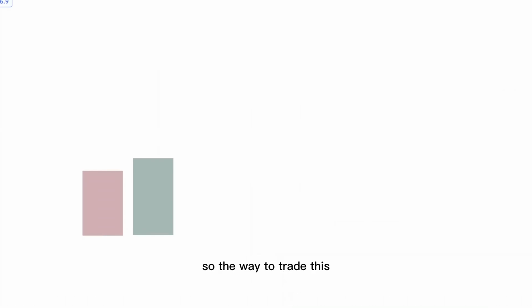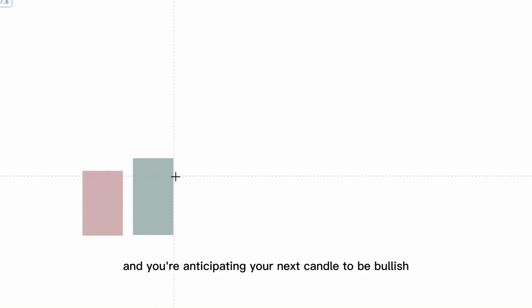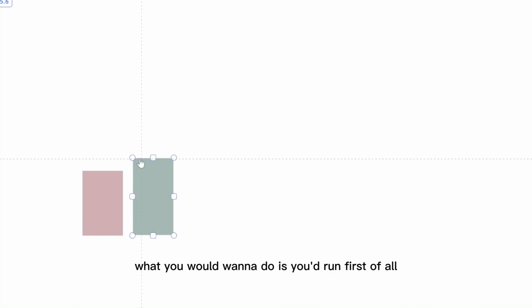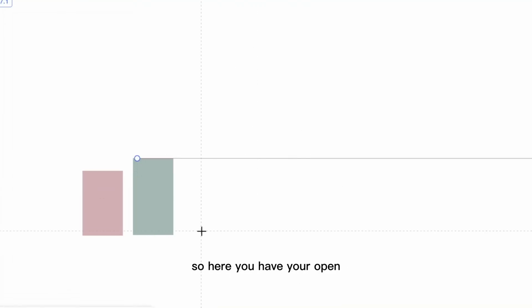So the way to trade this, let's say you can anticipate your next candle to be bullish. So you have a bearish candle, you have a bullish candle, and you're anticipating your next candle to be bullish. To take advantage of that bullish range, first of all, you would want to mark your open. Your open would be your previous day's close, which would be your new day's open. So here you have your open.